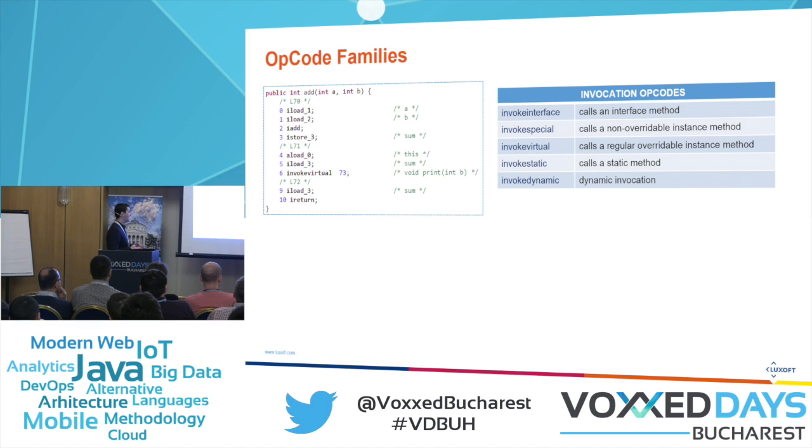We have as well invokeinterface. Invokeinterface is used when I'm invoking a method that belongs to an interface. We have invokespecial, which is mainly for private methods or constructors. We have invokestatic for invoking static methods, and we have invokedynamic. This invokedynamic will have a funny example with it. It's mainly for lambda invocations.